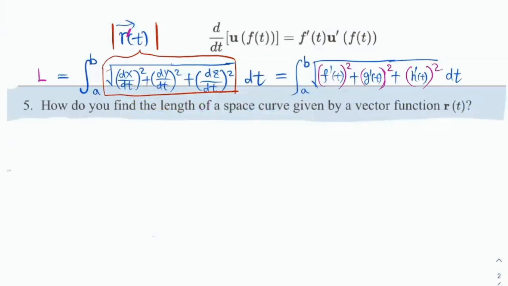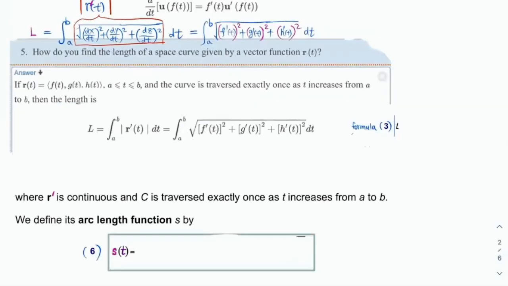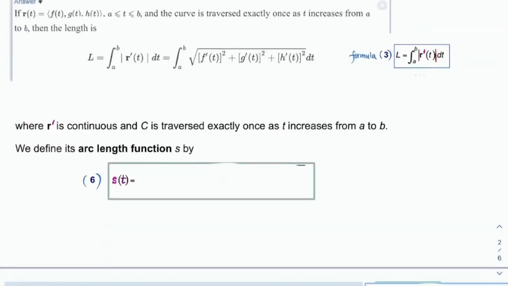Okay, they're equivalent. Sometimes you can think about this magnitude here: if r is the position function and r prime is the velocity, then this is like the speed. So when you integrate the speed, it gives you the total arc length.